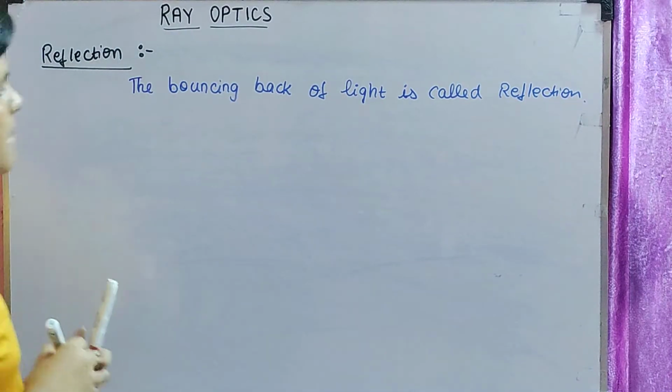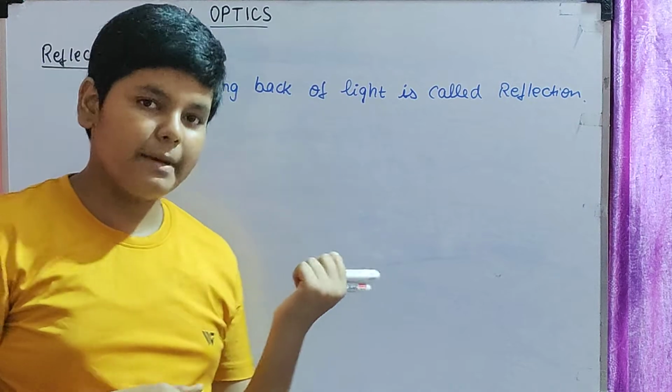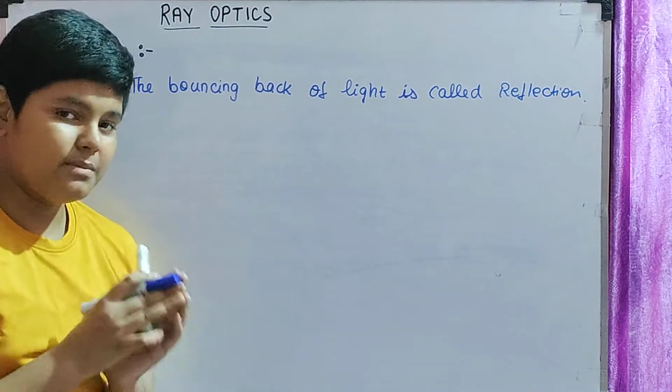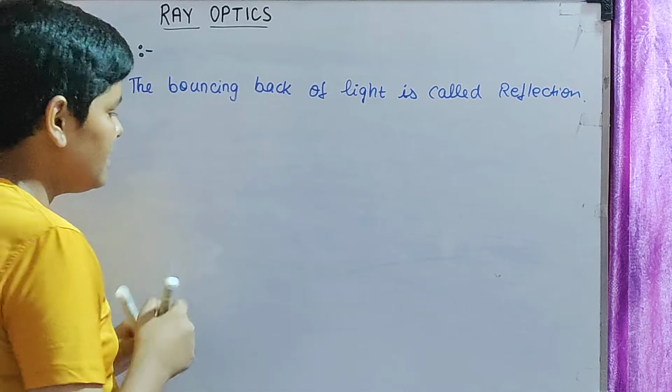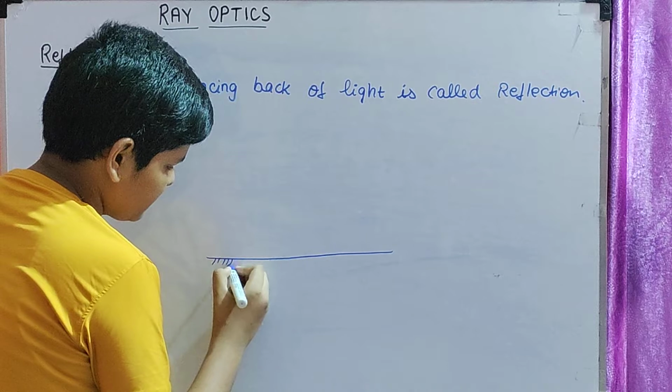So, the bouncing back of light is called reflection. To understand this term better, we have to draw one diagram. So, let us draw one diagram and understand it. For the diagram, here, taking this as a polished surface.